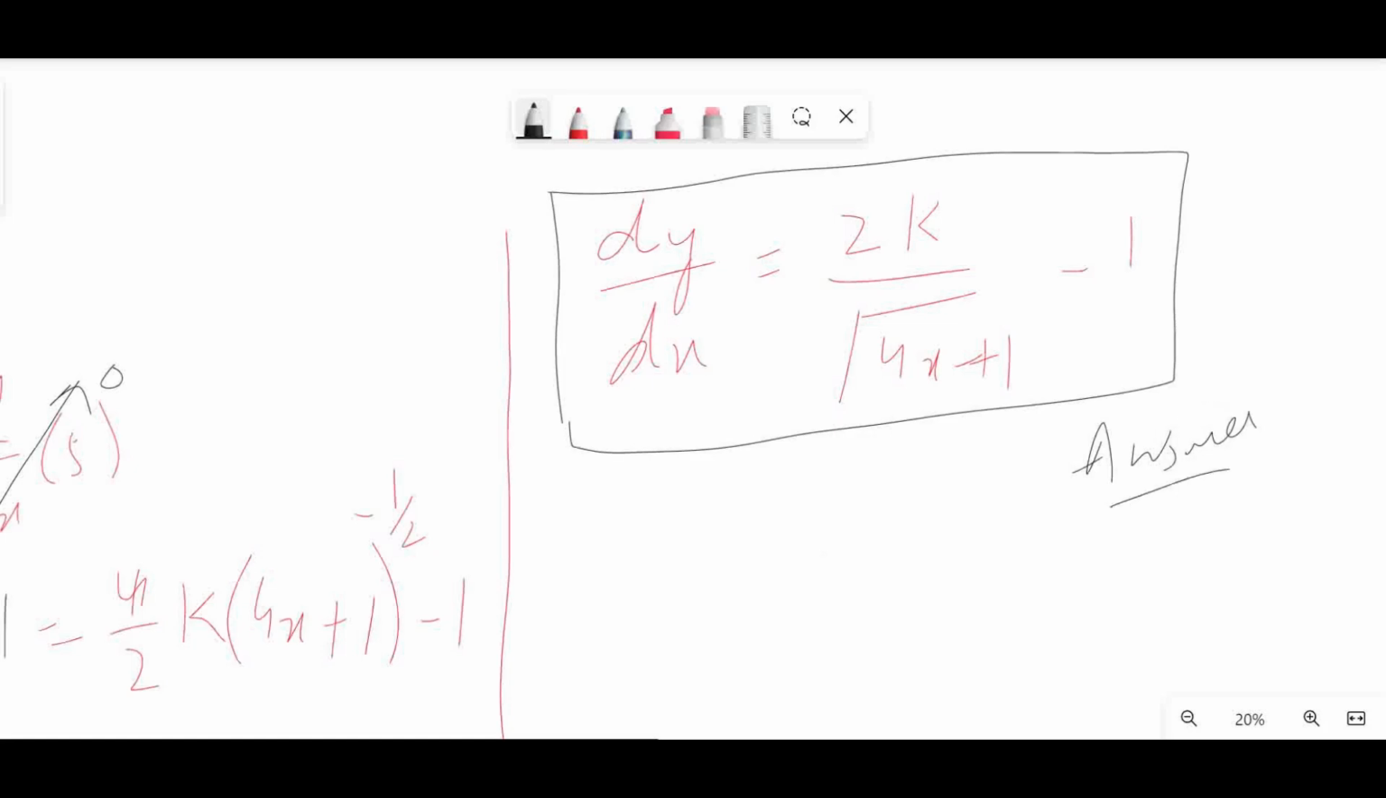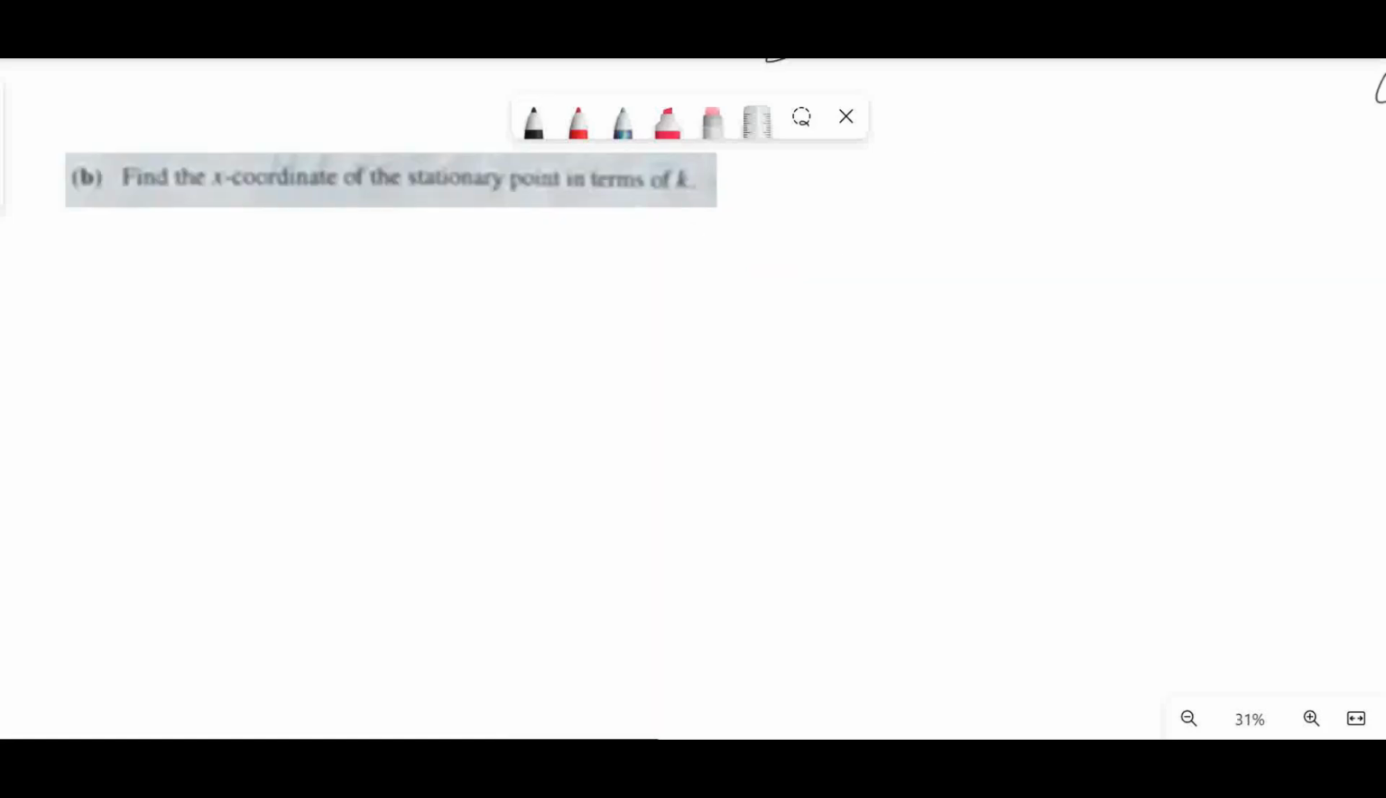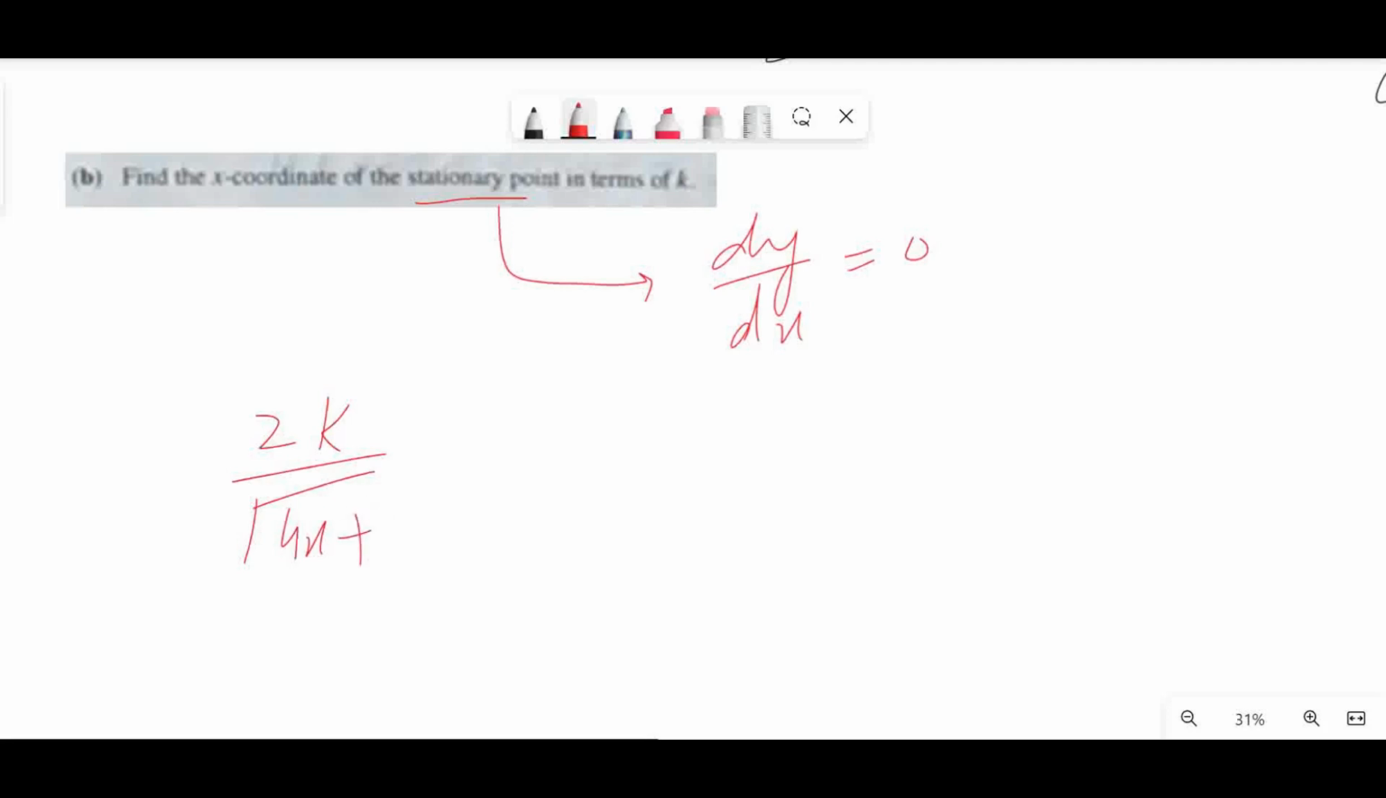Let's move to the next part, part B. In this part B, find the x coordinate of the stationary point. Now we know that at a stationary point, dy by dx will be equal to 0. Now what was the answer for the previous part? It was 2k divided by square root of 4x plus 1 minus 1.